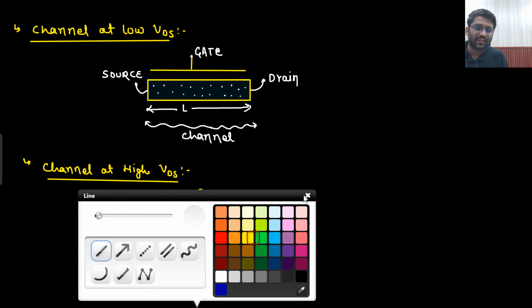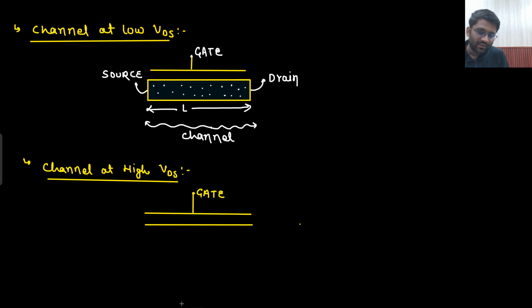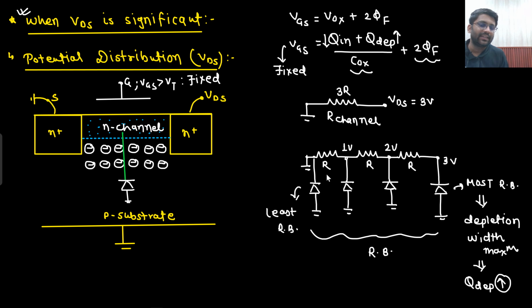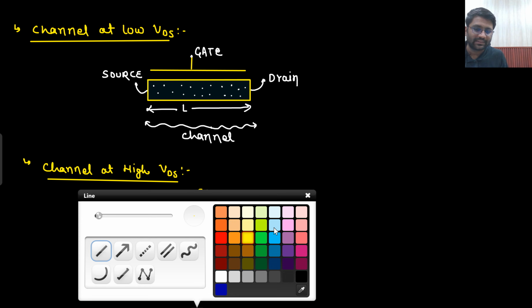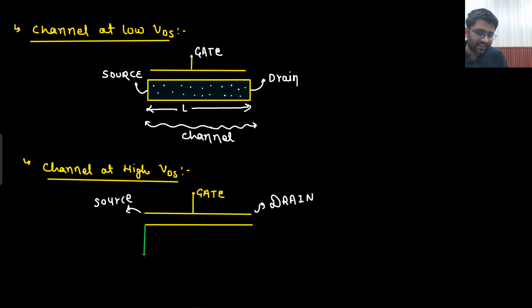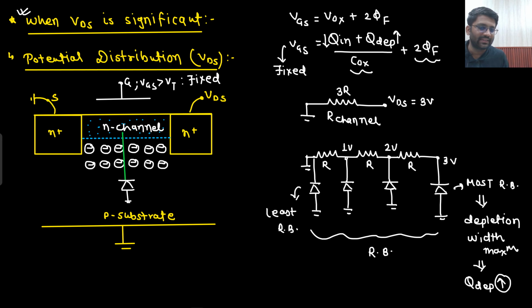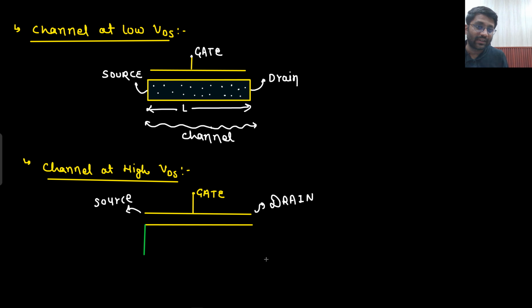But now how will your channel look? Sir, this is my source side, and this is my drain side. At the source side, nothing is happening. This is under very low reverse bias. If it is under very low reverse bias, then the depletion region remains the same, and that means inversion charge remains the same. But as you are moving towards the drain region, depletion charge is increasing and inversion charge is decreasing. So this kind of channel you will be getting.